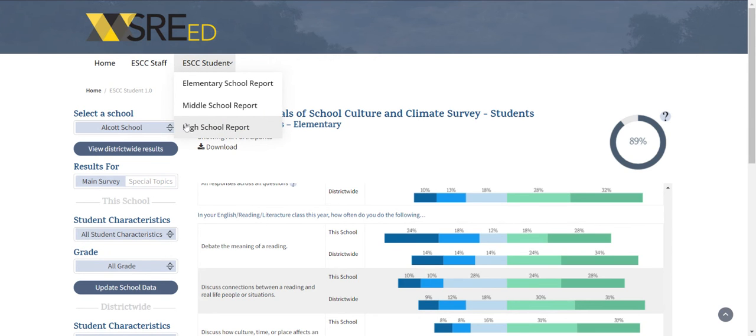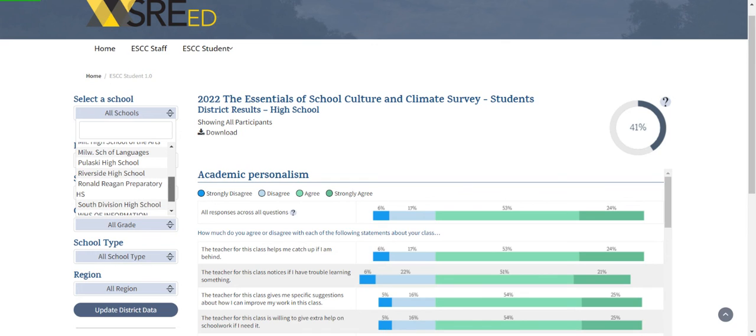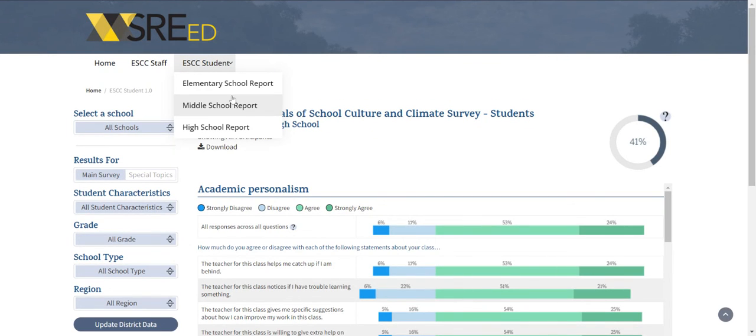I can go to high school reports. Again, the schools listed here are only the schools where at least 50% of students in high school responded to the survey. Some schools go across grade levels. Some schools are 8th through 12th grades. Some are elementary and middle. Some are elementary, middle, and high school. So you could be in multiple dashboards: the elementary school dashboard, the middle school dashboard, or the high school dashboard. You could be in more than one if you have those grades represented in your school, but you'd only be in the ones where at least 50% of the students in those grades responded to the survey.